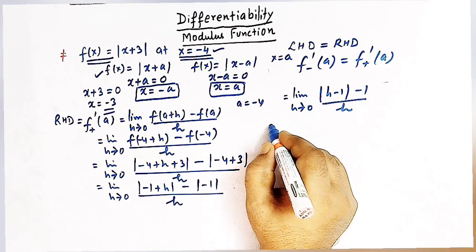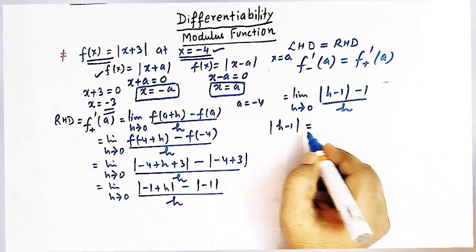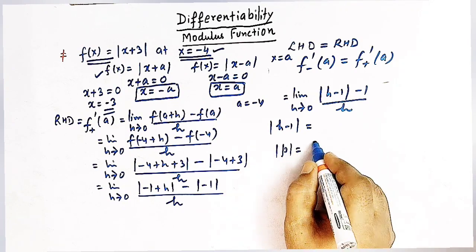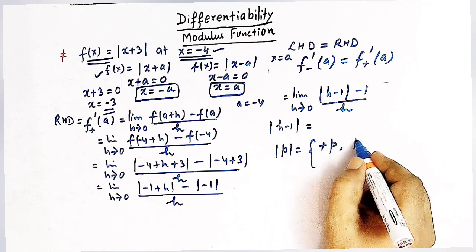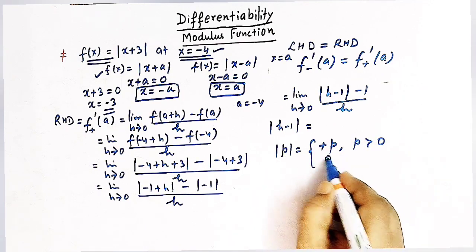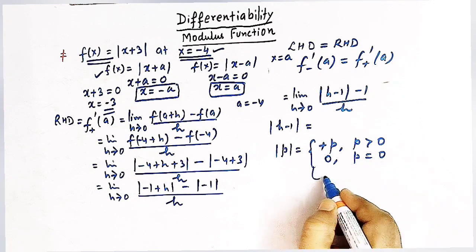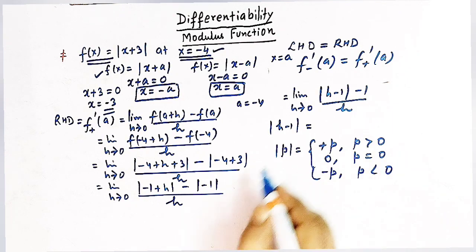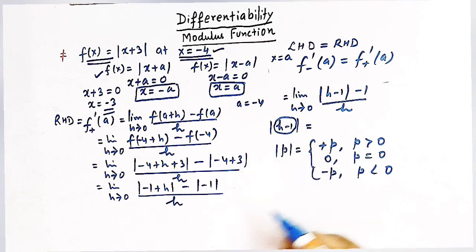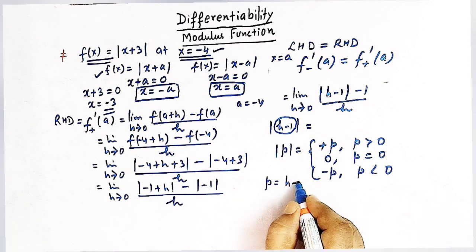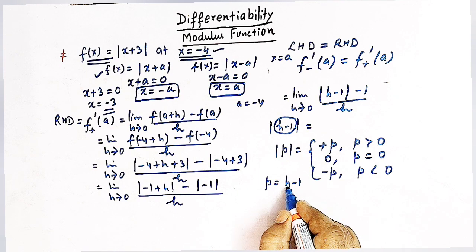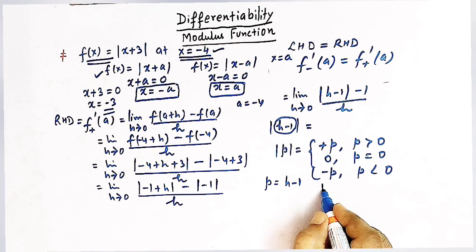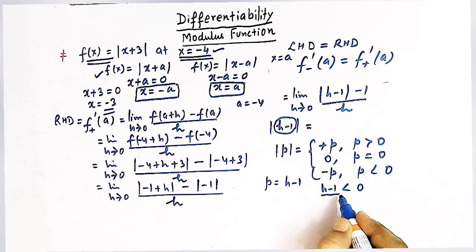So now here we have mod of h minus 1, right? From the definition of the mod function, mod of p is given by positive p whenever p is greater than 0, mod of p is 0 when p is 0, and mod of p is negative p when p is less than 0. Now here we have h minus 1. If we take p equal to h minus 1, then h is infinitesimally small as compared to 1, so h minus 1 is less than 0. So this is a negative quantity.